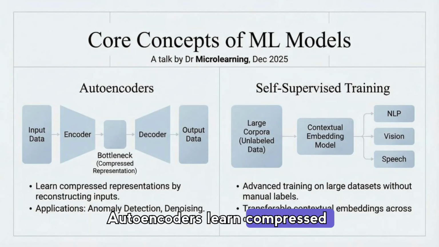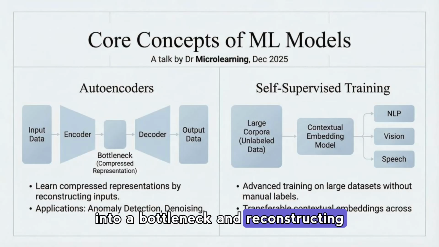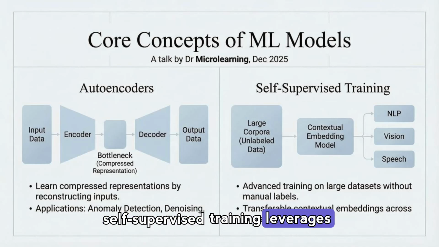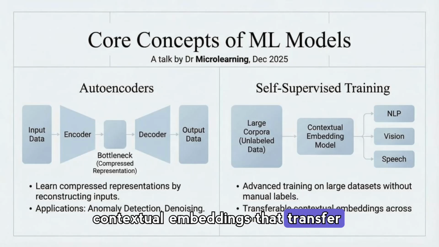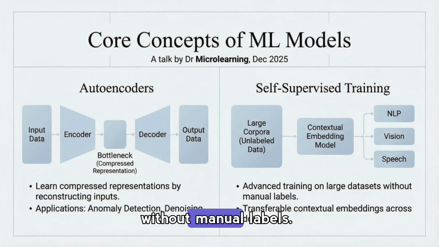Autoencoders learn compressed representations by encoding inputs into a bottleneck and reconstructing them, which is useful for anomaly detection and denoising, while self-supervised training leverages large unlabeled corpora to learn contextual embeddings that transfer across NLP, vision, and speech domains, enabling powerful features without manual labels.